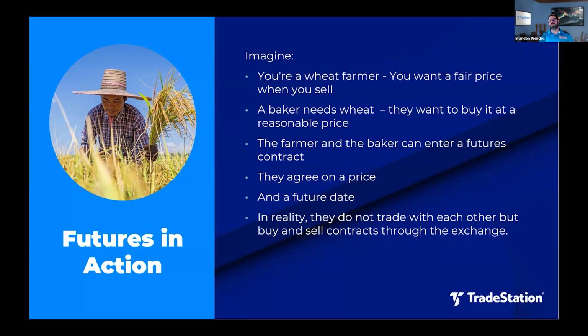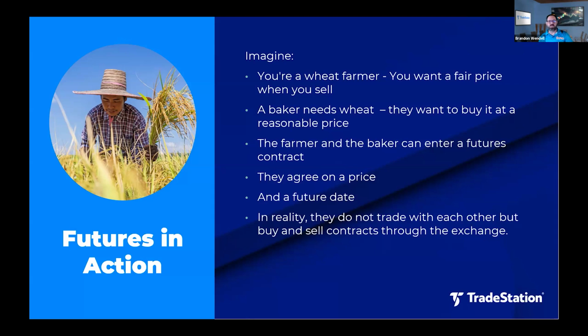So if a farmer is worried about the prices going down, they could sell a futures contract and lock in the price that they're going to sell their wheat. And if the value of wheat goes down, they can either deliver the wheat through the contract, or they can buy back their contract, and the profit between where they sold and where they buy it back offsets their loss in the real world wheat.